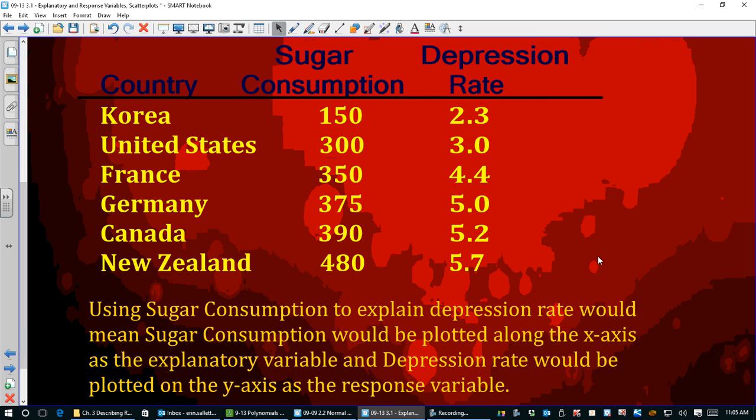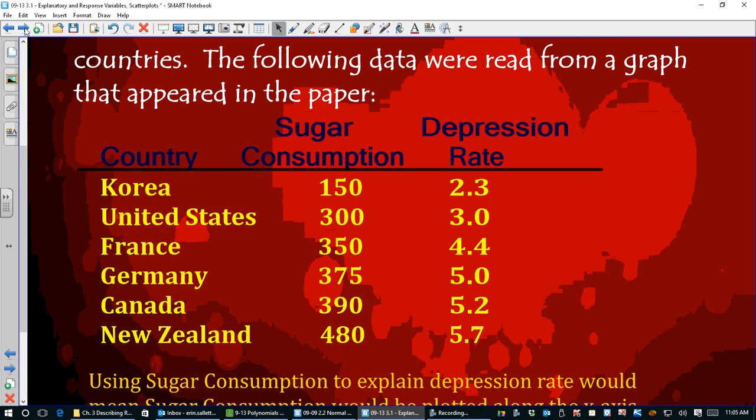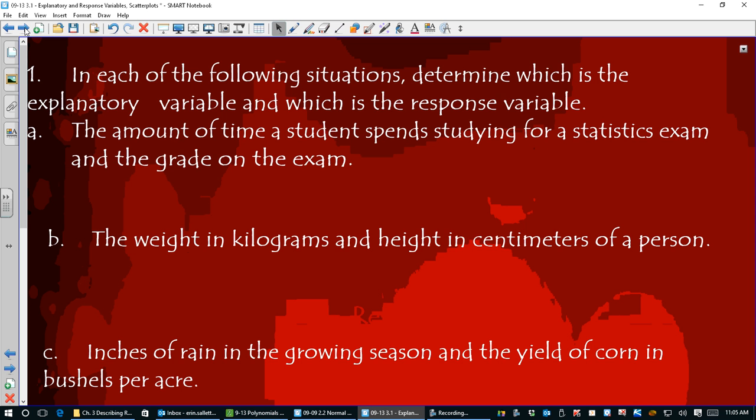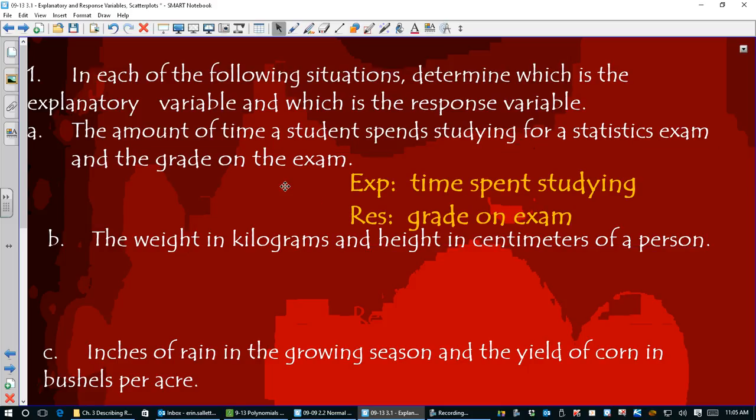So let's look at a few situations and see if we can pick out which is the explanatory variable and which is the response variable. The amount of time a student spends studying for a statistics exam and the grade on the exam. Okay, well, the explanatory, the thing that is going to explain the response, is going to be the time spent studying, and the response is going to be the grade on the exam. And we hope this is going to be a positive relationship. More time spent studying, higher the grade.